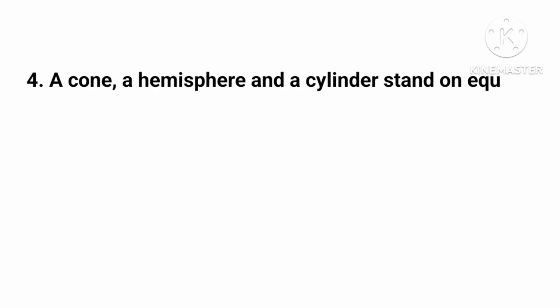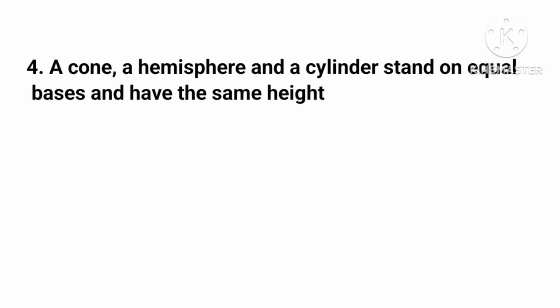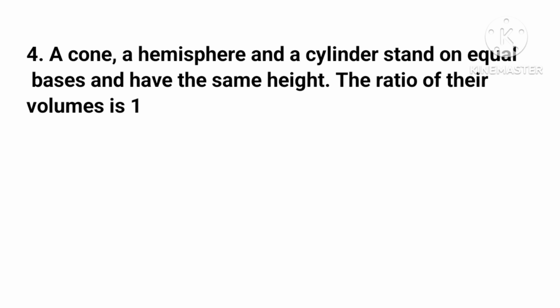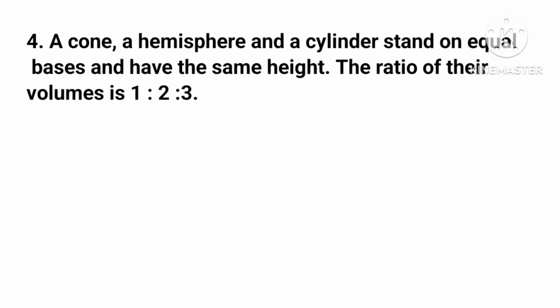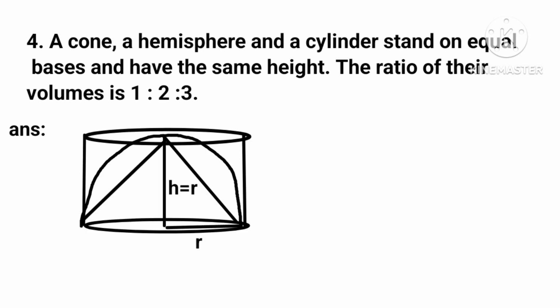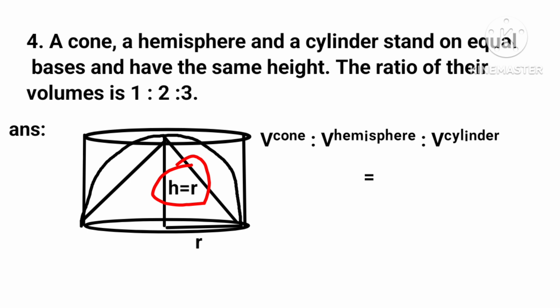A cone, a hemisphere and a cylinder stand on equal bases and have the same height. Show that the ratio of their volumes is 1:2:3. It is clear from the figure that h = r. Volume of cone is 1/3 πr²h, volume of hemisphere is 2/3 πr³, volume of cylinder is πr²h, so the ratio is 1/3 : 2/3 : 1, that is 1:2:3.